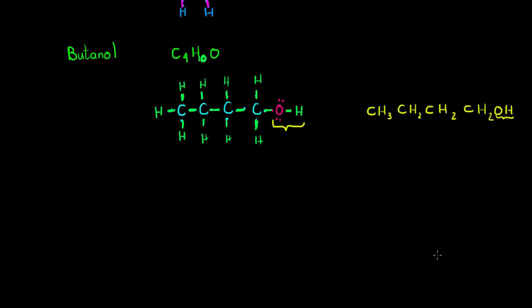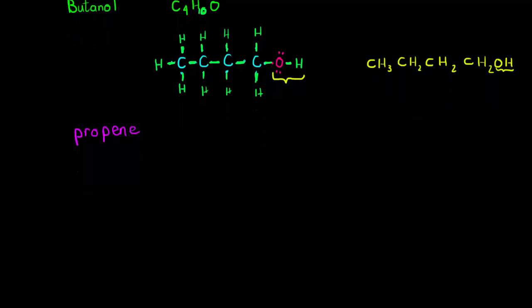Okay, let's look at one more example. Actually, let's look at 2 more examples. In this example, I'll look at a double bond. Let's look at the double bond of propene. Propene has 3 carbons, and it's got 6 hydrogens.